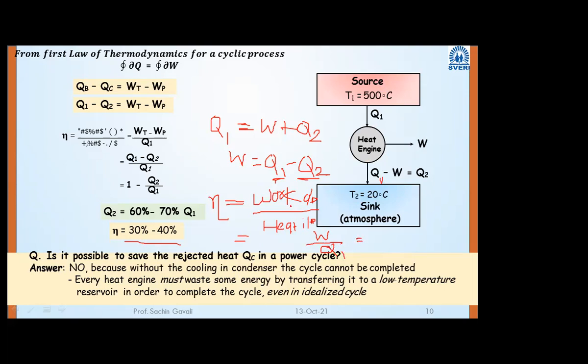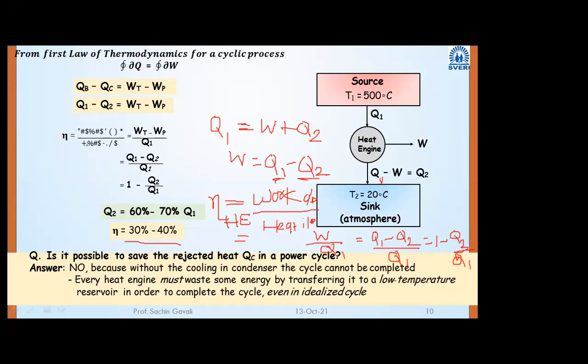But W is equal to what? Q1 minus Q2, by definition, by balancing, divided by Q1, and is equal to what? 1 minus Q2 upon Q1. It is what? Efficiency of heat engine. So I can write here efficiency of heat engine.